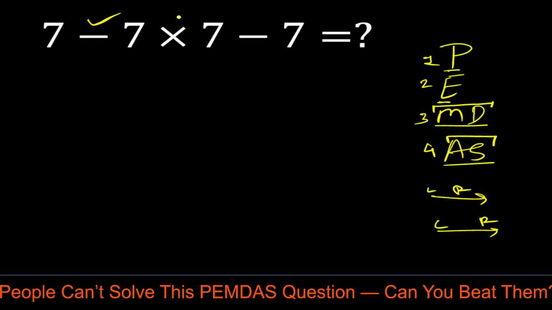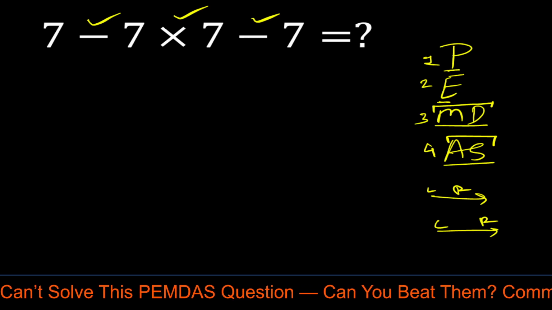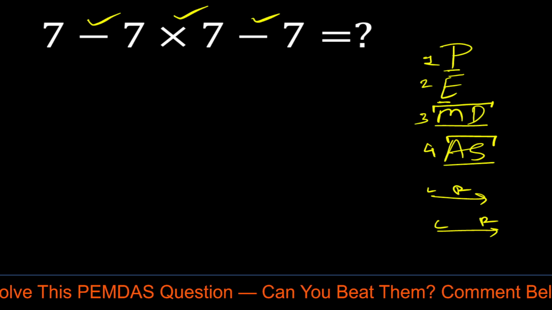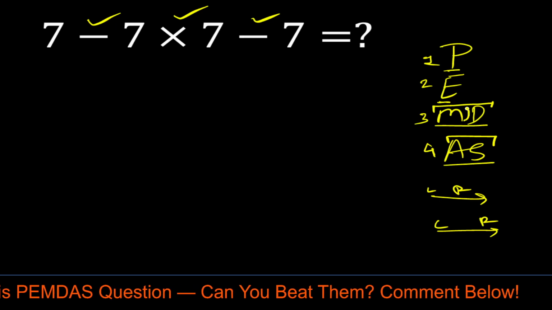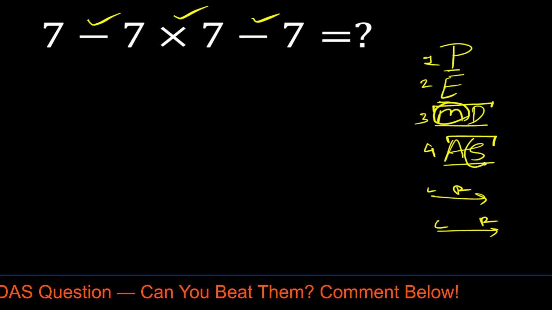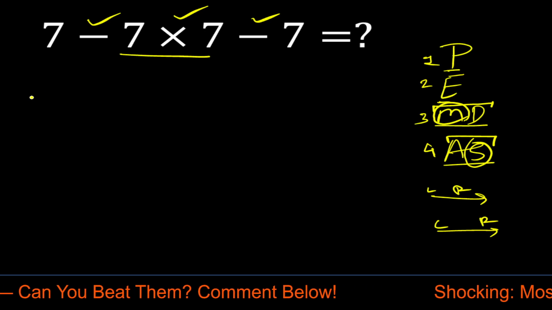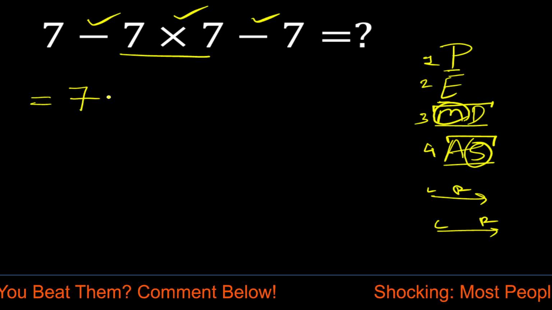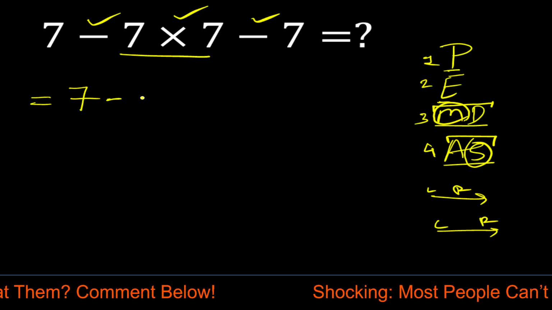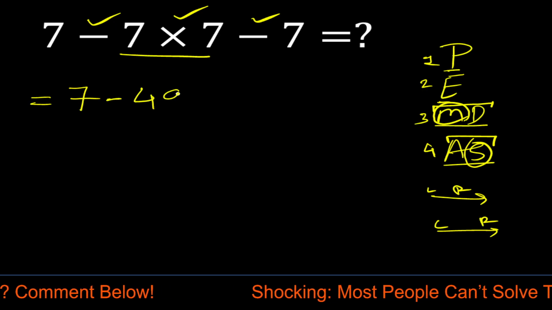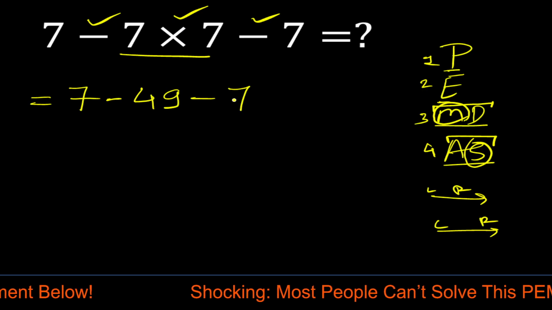So in this question, here we have subtraction, here multiplication, and here subtraction, right? So according to the PEMDAS rule, first we have to solve multiplication, then we have to solve subtraction, right? So first we have to solve this multiplication. So now 7 minus, now solve this multiplication, 7 times 7 is equal to 49, minus 7.